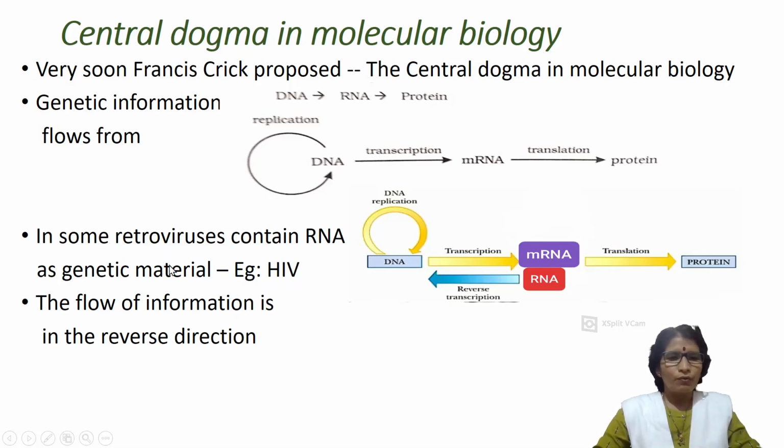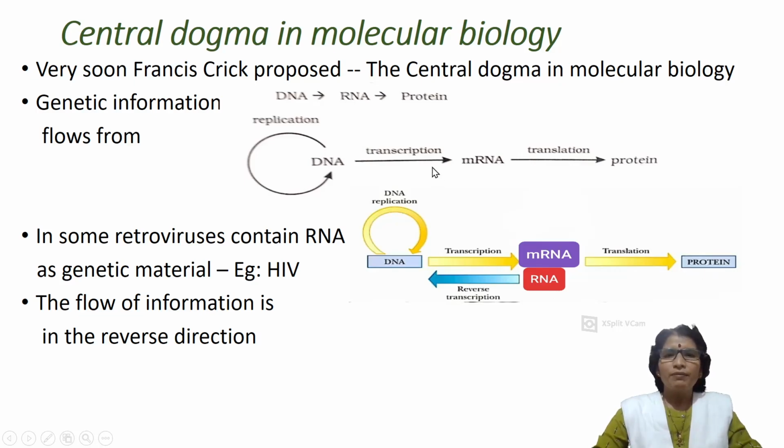In these retroviruses, the flow of information is in the reverse direction. How is it? Here, the HIV virus has RNA as its genetic material. Now, what happens? By the process of reverse transcription, DNA is produced from RNA. Again, DNA undergoes replication, that means it multiplies so many times, and this DNA by the process of transcription produces mRNA, messenger RNA. So the genetic information is passed from DNA to mRNA. That genetic information which is present on mRNA is translated into protein. Whenever protein is synthesized in the living organism, character is expressed.